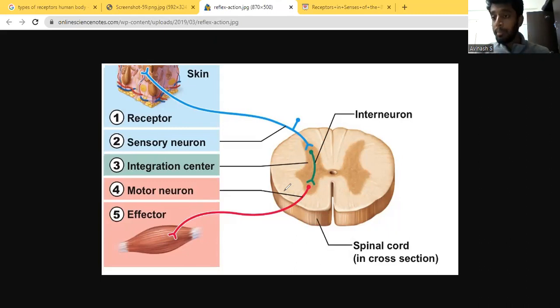When we say effector, we mean the muscles, the cheek muscles or the jaw muscles, which will get the information from the motor neuron that it has to spit it out. Let me give you one more example.